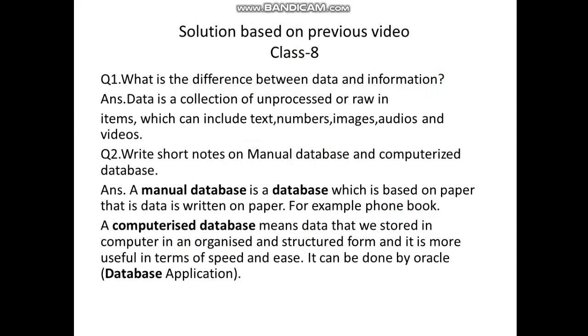What is the difference between data and information? Data is a collection of unprocessed or raw items which can include text, numbers, images, audios and videos. Next question, write short notes on manual database and computerized database. A manual database is a database which is based on paper, that is, data is written on paper.